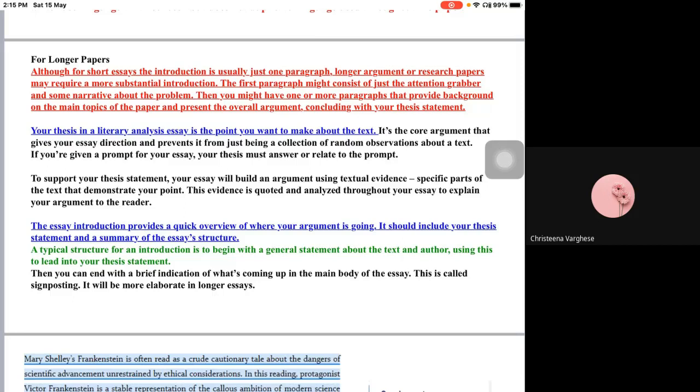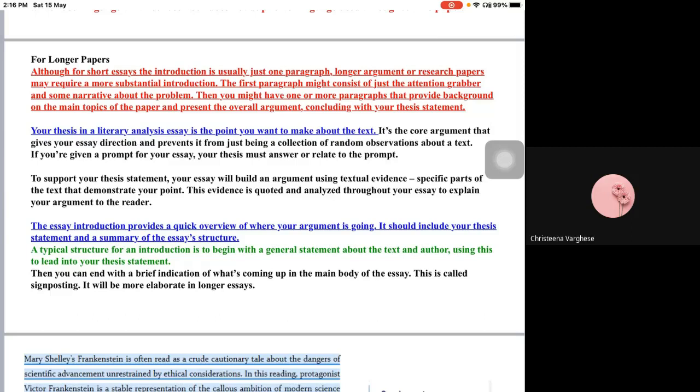So when you write the thesis in a literary analysis essay, it talks about the points that you want to make about the text. It's the core argument that gives your essay direction. For you also as a student, it's good when you zero in, when you narrow it down. Otherwise, it'd be too broad, much more than you can probably address. So when you are addressing the question that's asked of you, it actually gives direction to your essay, and it prevents the essay from drifting all over the place. If you're given a prompt for your essay, your thesis must answer or relate to the prompt. Prompt, in the sense, the question here.